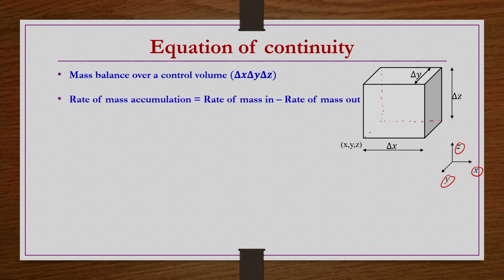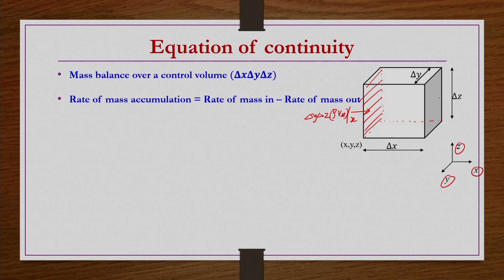Now here, the rate of mass accumulation should be equal to the rate of mass in minus the rate of mass out. Mass may be entering in all three directions and leaving in all three directions; that generalized case is what we are going to take. Let us say the mass entering through this shaded face in the x direction at x is rho Vx at x multiplied by the area of the face through which it is entering, which is delta y, delta z.